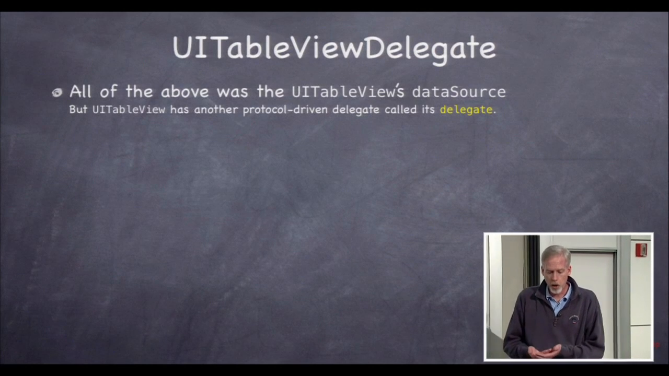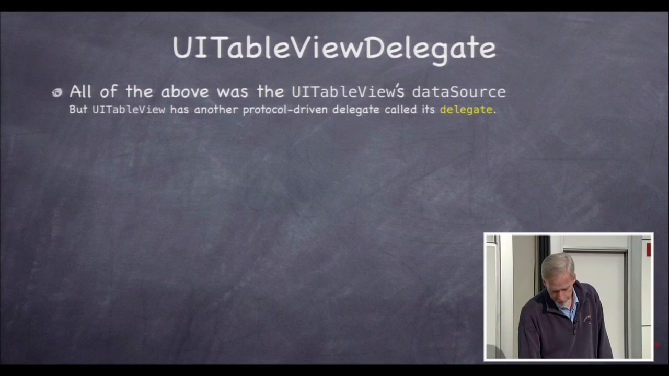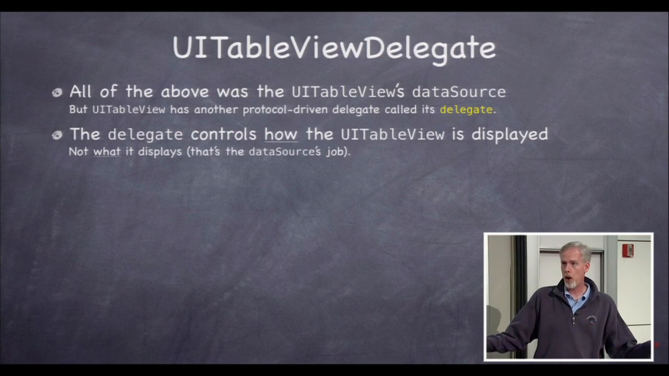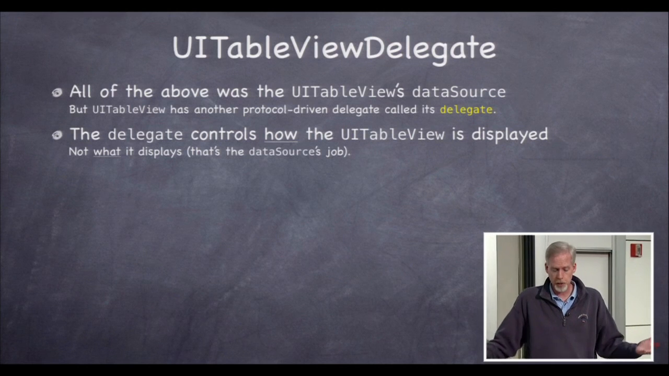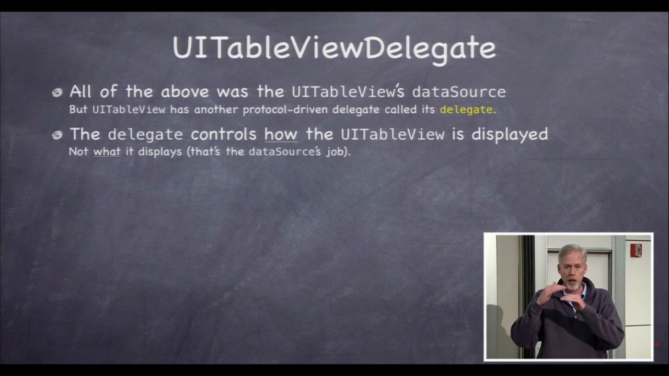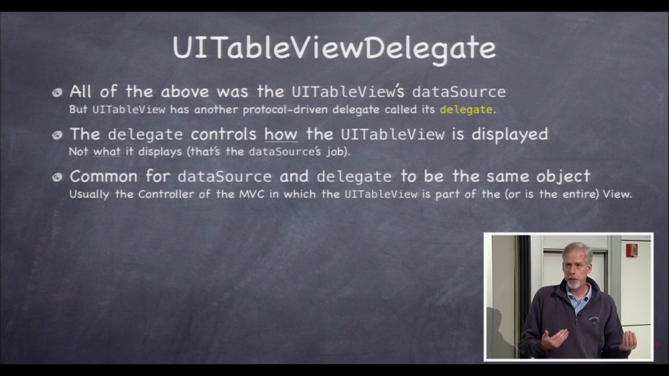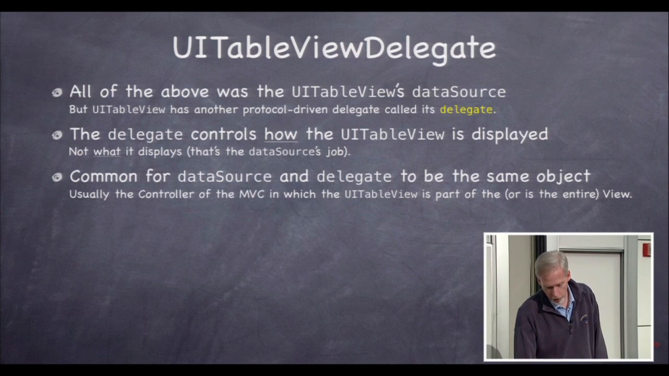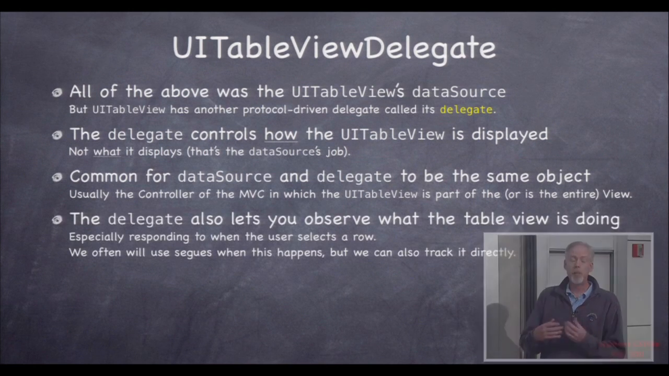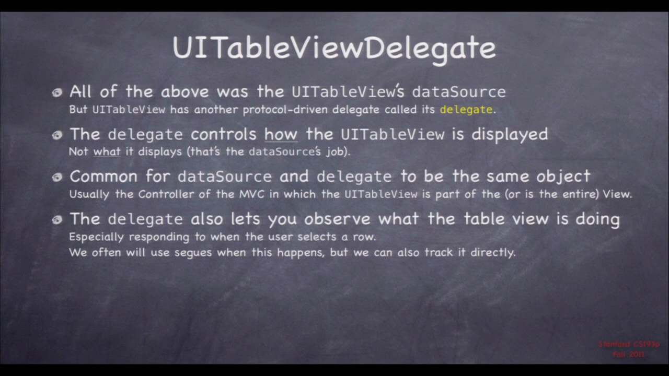The other delegate is called UI table view delegate. It controls how the table is drawn, not what data is in the table, but how it's displayed. So things like how tall are the cells. It's common for the data source and delegate to be the same object, usually the UI table view controller. The delegate also has a lot of did happen, will happen kind of methods that we've seen in other delegate protocols. Probably the most interesting and important one is it'll tell you when somebody clicked on a row. That's really important.